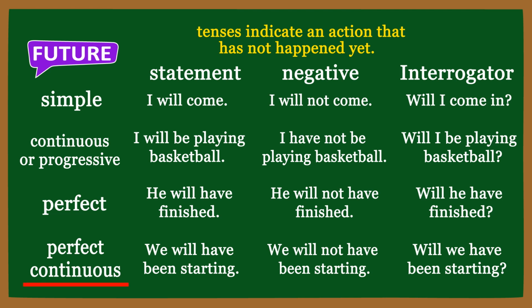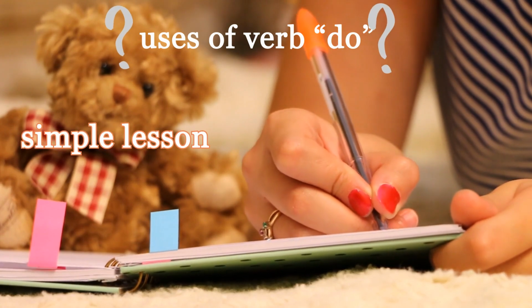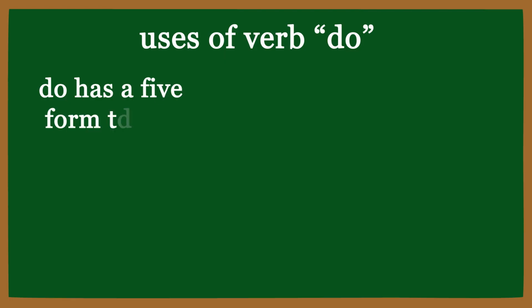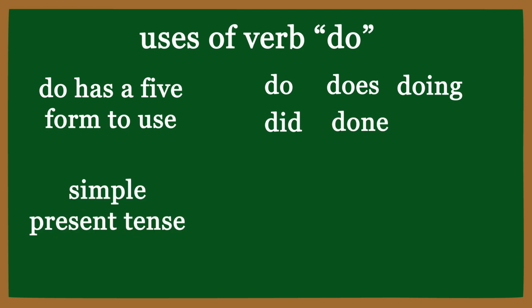Now let's go for our main topic, uses of the verb do. Friends, today we are going with a very simple lesson and breaking down this term for you, so you never forget it. Do has five forms to use: do, does, doing, did, and done. If we look at the simple present tense, then we use only do and does. So right now let's just talk about do and does for a moment.